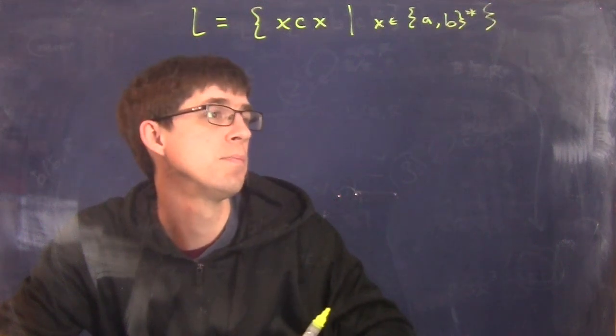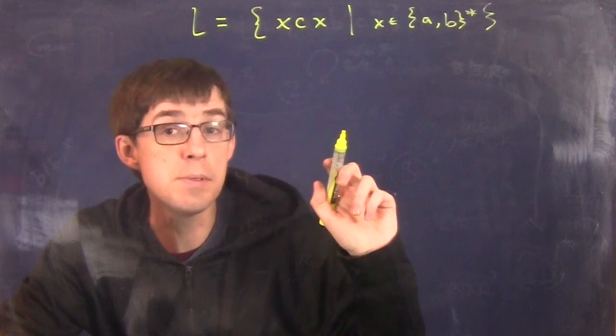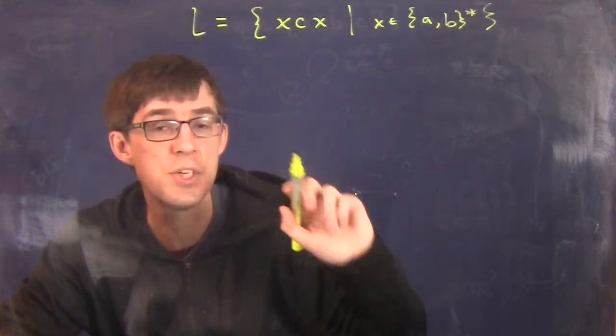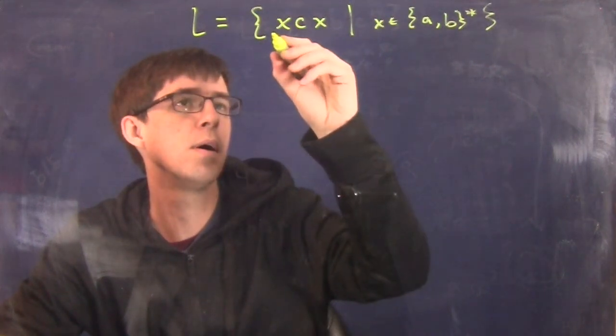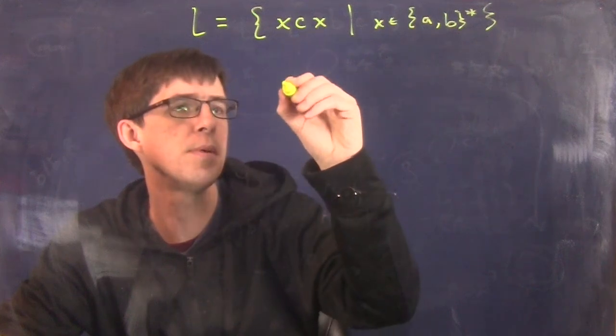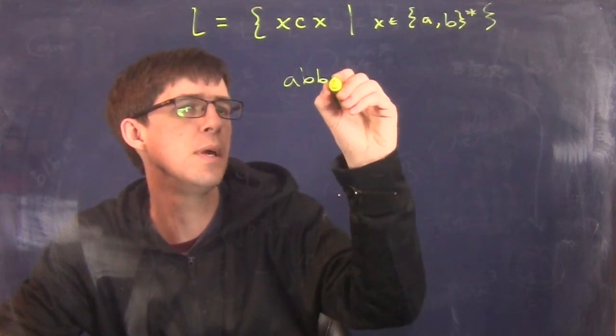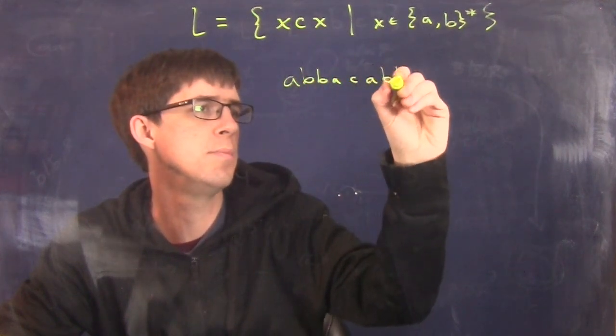X C X, Charlie. I'm going to do a similar kind of X-ing matching strategy. For example, a string which is in this language would be something like A, B, B, A, C, A, B, B, A, right?